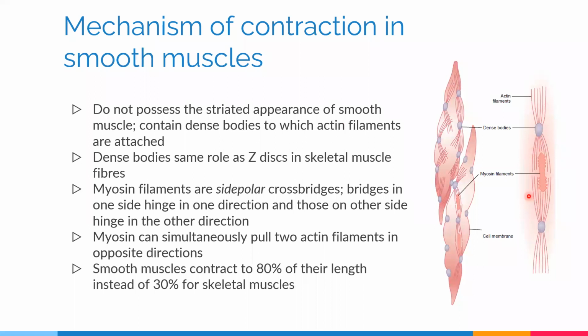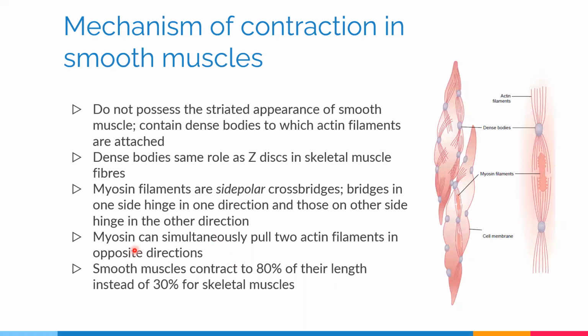So the arrangement is similar to the sarcomere, but instead of the Z discs, we have dense bodies present here. The myosin filaments are also different in the smooth muscles and have side polar cross bridges. Side polar cross bridges mean that the cross bridges are present on either side, like 180-degree opposite to each other, and do not cover the whole myosin filament in a 360 spiral manner as in the skeletal muscles.